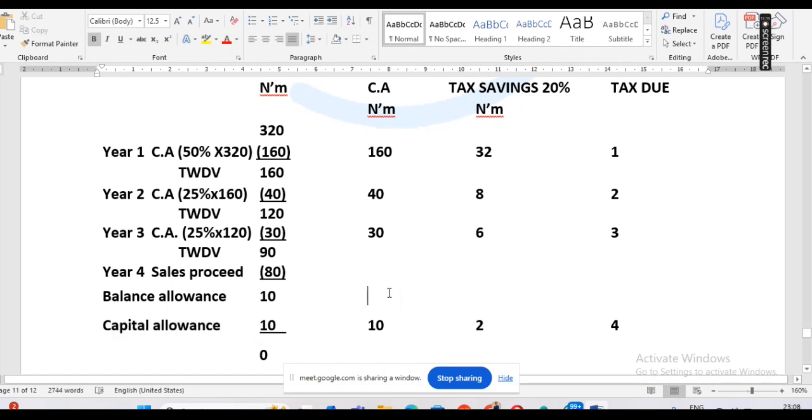I don't want to do it like that, so that you understand. That is why I now separate it. The capital allowance is 10. You claim the capital allowance, which is 10. 10 minus 10 is 0. Or should I remove it? No, sir, just leave it like that.